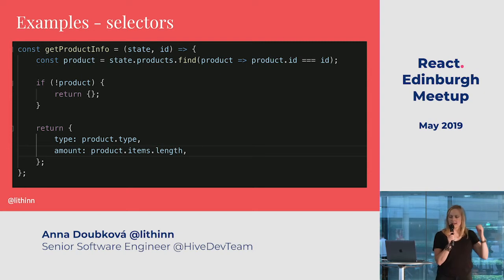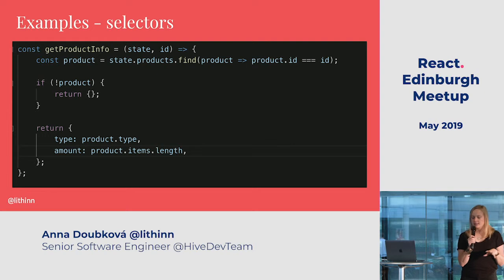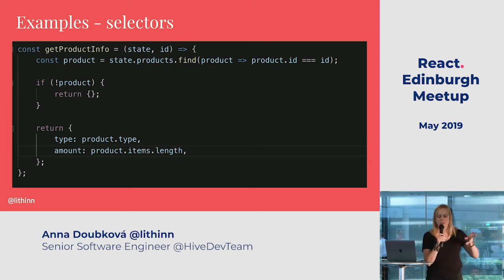If we have a selector that, let's say, returns product info, we can optimize that. This is the unoptimized version, where you see that we find a product among products in the state, and then we either return an empty object for the info if the product isn't found, otherwise we return the information. The problem is that this object gets a new reference every single time, and so you re-render every single time.